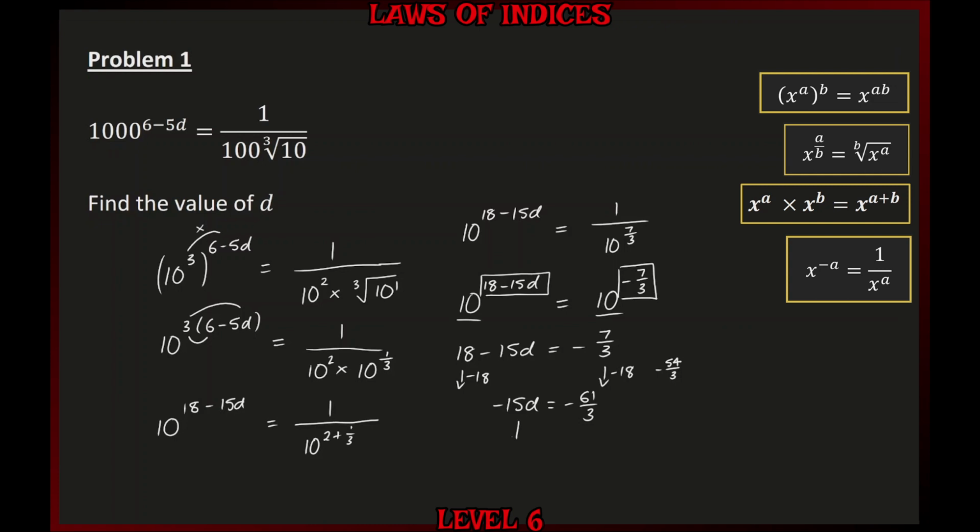Finally, to get d on its own, we can divide both sides of the equation by minus 15, and this gives us d is equal to minus 61 over 3 divided by minus 15, which gives us positive 61 over 45. And that's our final answer for problem 1.